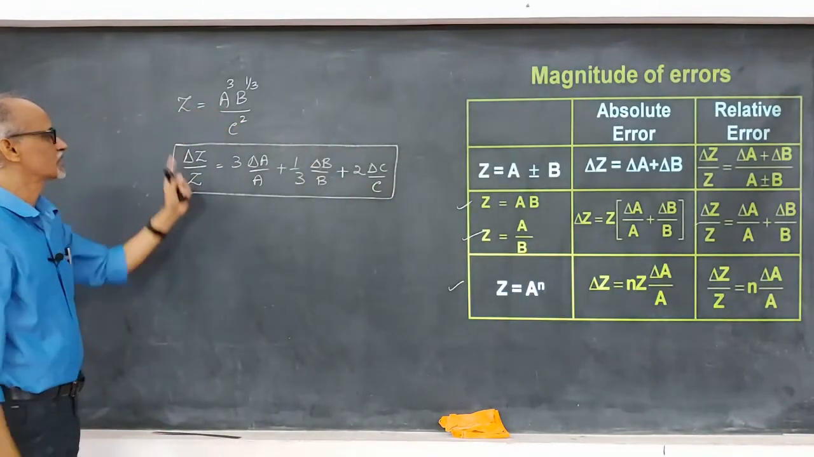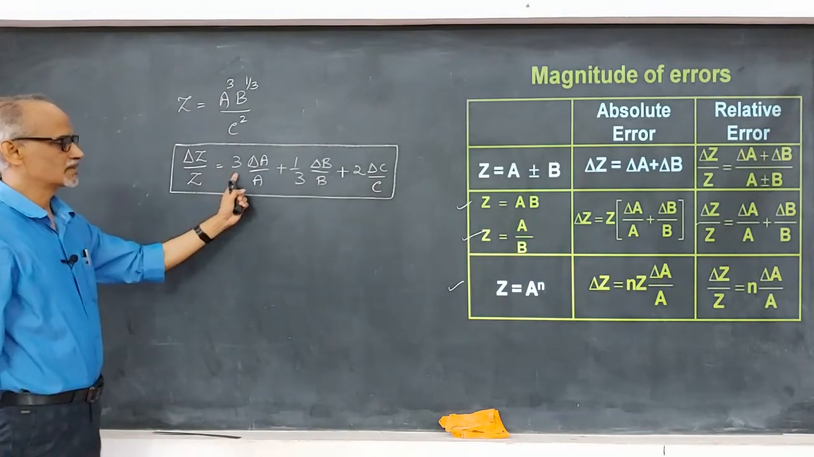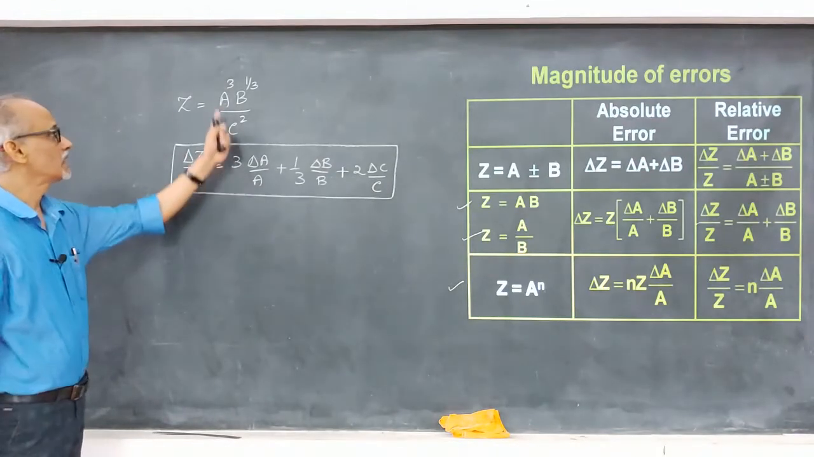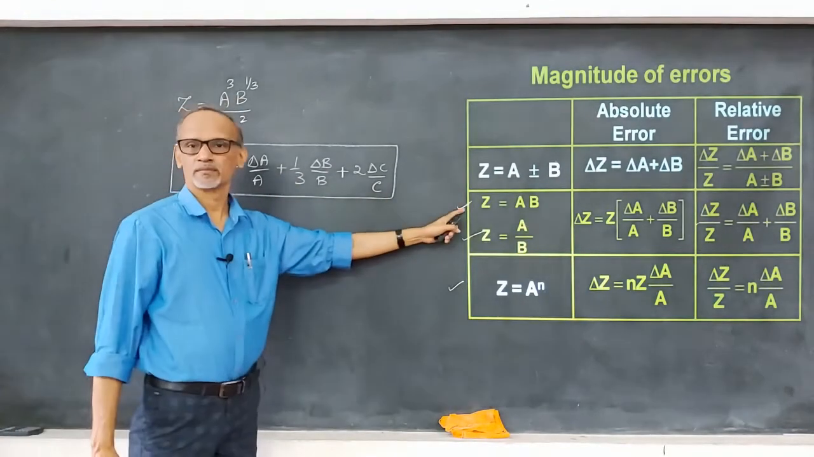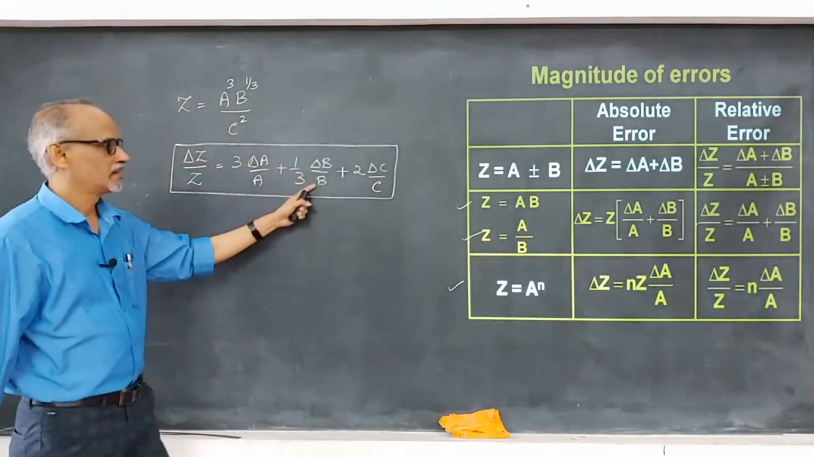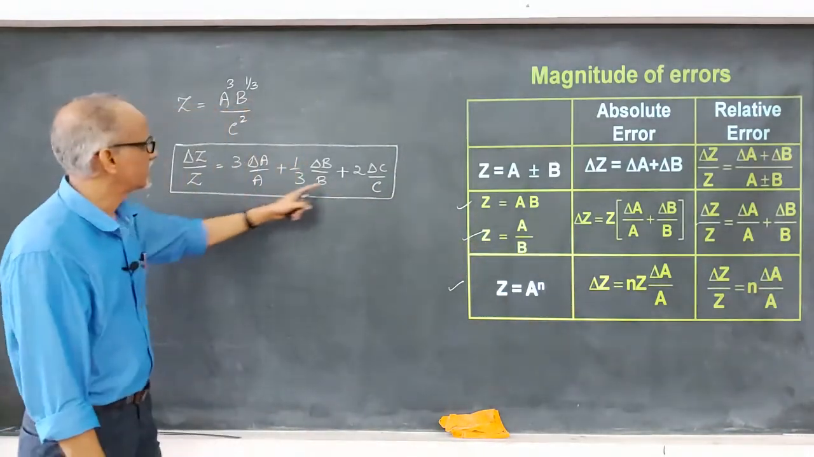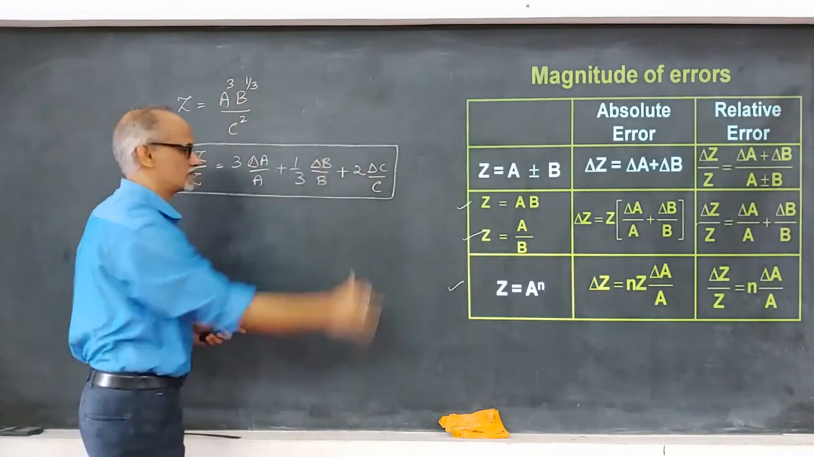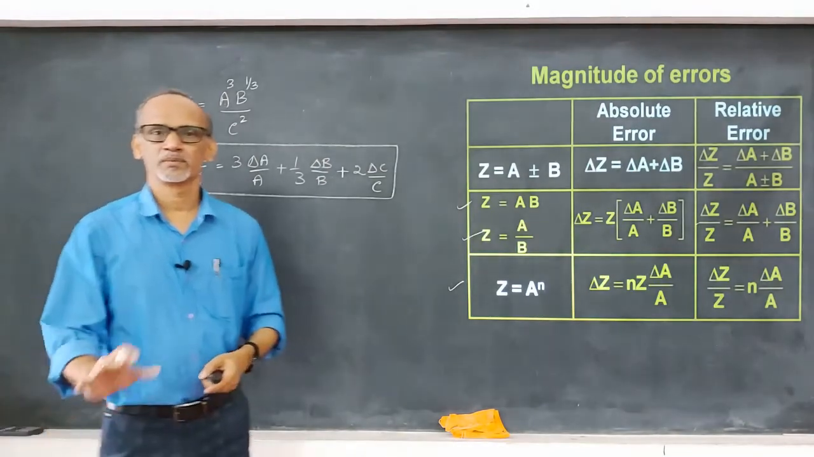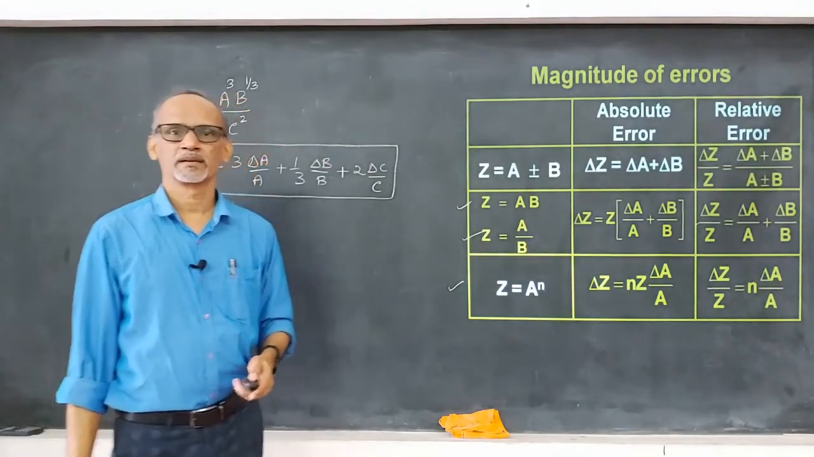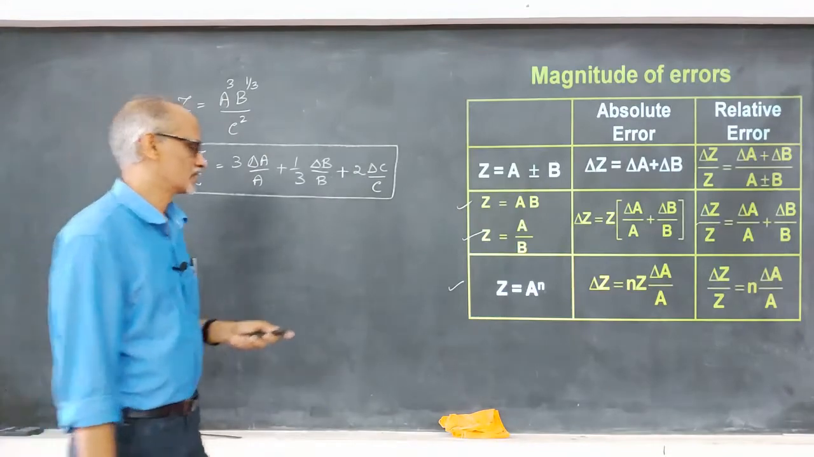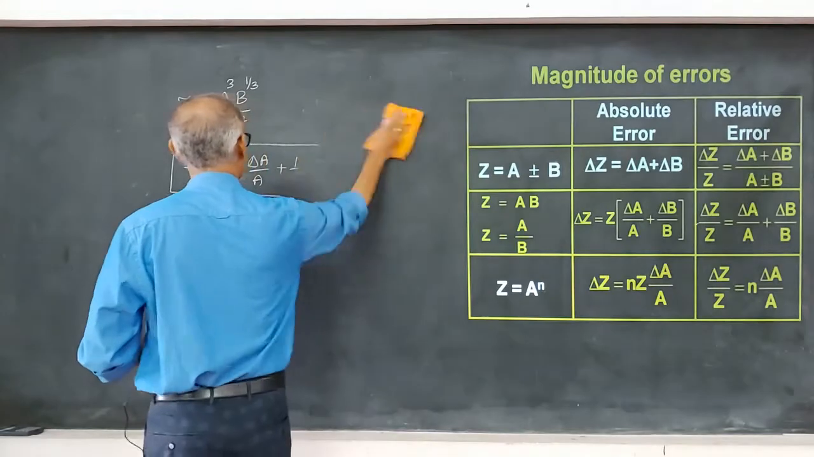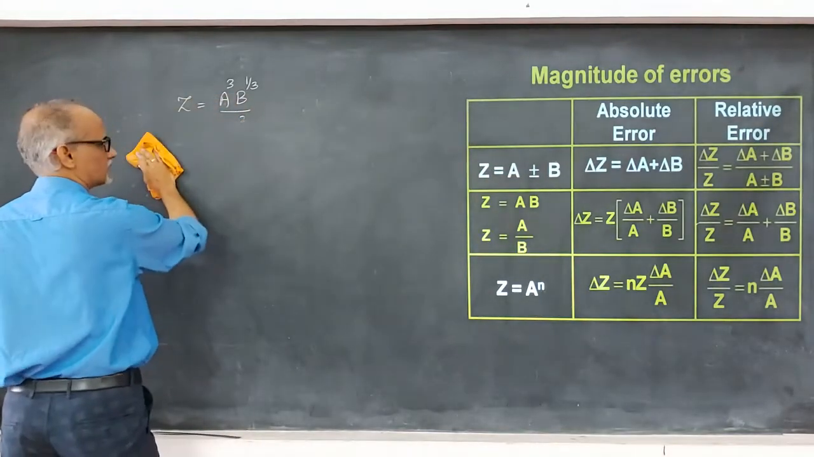They've asked to find the fractional error. So here I have used the Z equal to A to the power n rule, and then I have used the multiplication rule. While multiplying, we add the errors, and then I have used the division rule. While dividing also, we add the errors, but you have to multiply with the power that is given. I hope now it's clear how we have to use the rules. Okay, so let's go back to the question.